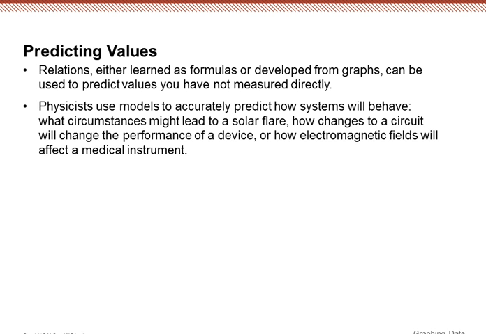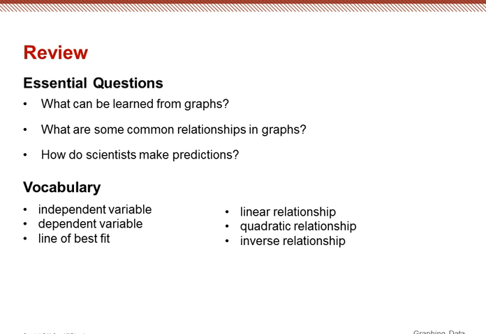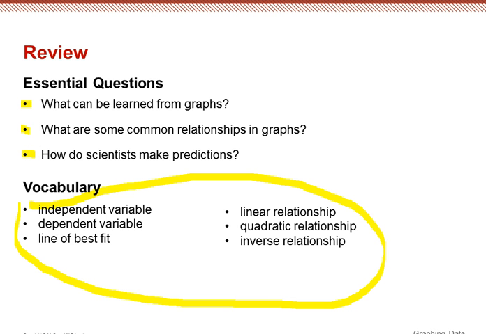And so physicists use models to accurately predict how systems will behave, what circumstances might lead to a solar flare, or how changes in a circuit will change the performance of a device, or how electromagnetic fields will affect a medical instrument. So hopefully at this point you are able to answer these three essential questions and you have a good understanding of this vocabulary.